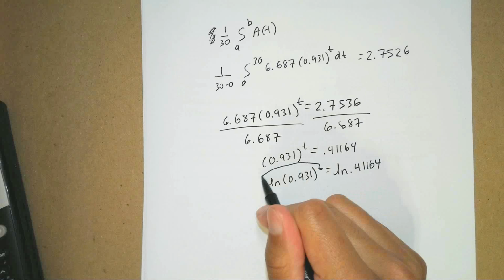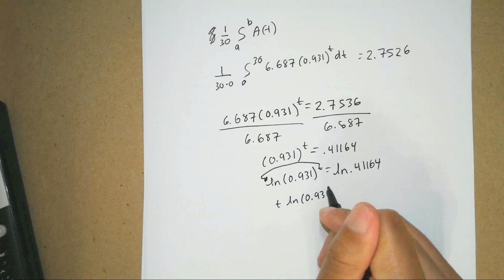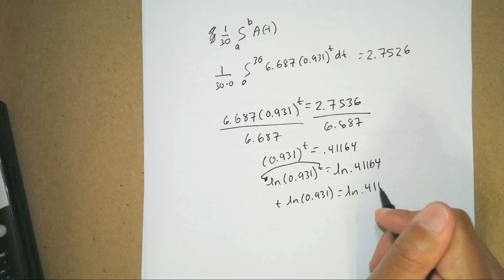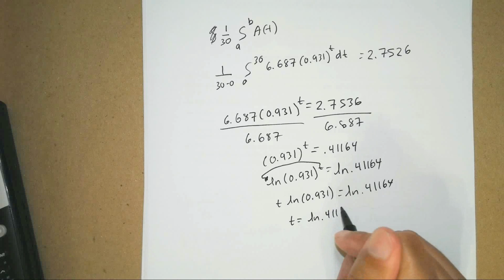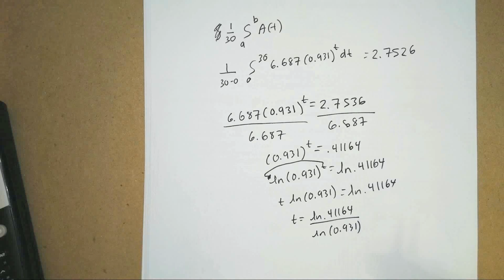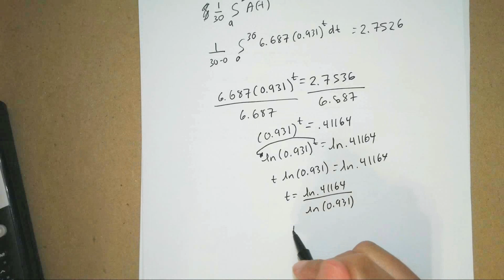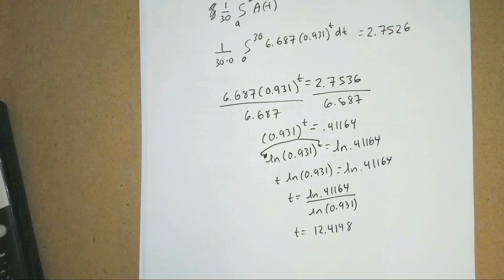Bring the exponent to the front by the power rule. So then t is equal to ln 0.41164 all over ln 0.931. You're going to type that into your calculator and you're going to get a value of t equals 12.4148. And that is the time for when it's equal to the average amount of grass clippings. Sometimes you just have to sit there and interpret the question and break it up into pieces.